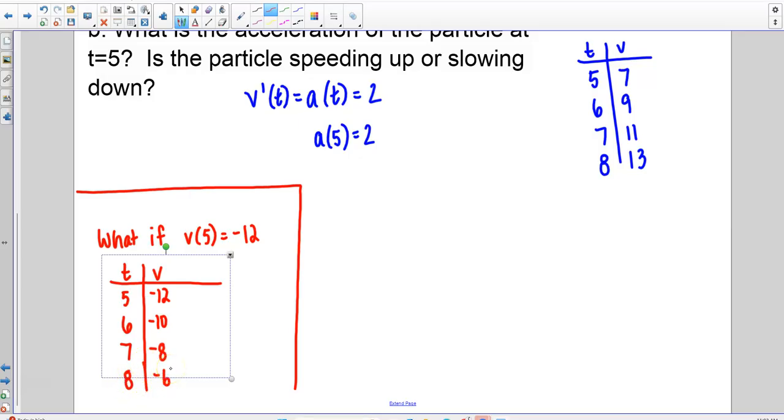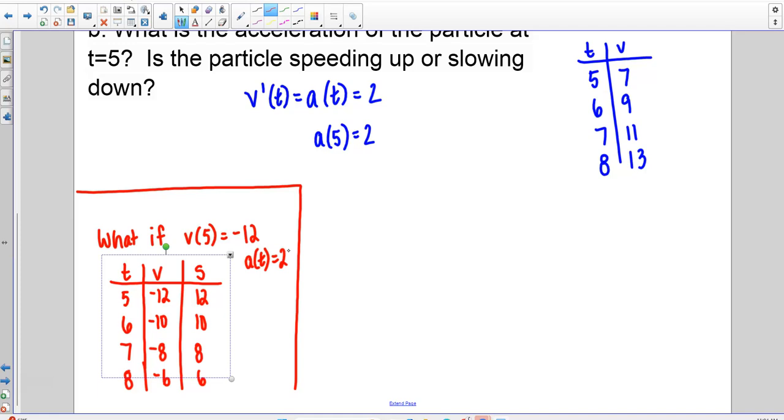So when my velocity is negative 12, if we're thinking cars, it means you're going 12 miles per hour backwards, right? Well, then you're going 10 miles per hour backwards. So if I'm thinking about speed, my speed at t equals 5 would be 12, and then 10, and then 8, and then 6. Are you speeding up or slowing down? If you're talking about speed, you're slowing down. So here, acceleration is still 2, so a of t still equals 2. Acceleration is positive, but the velocity is negative.